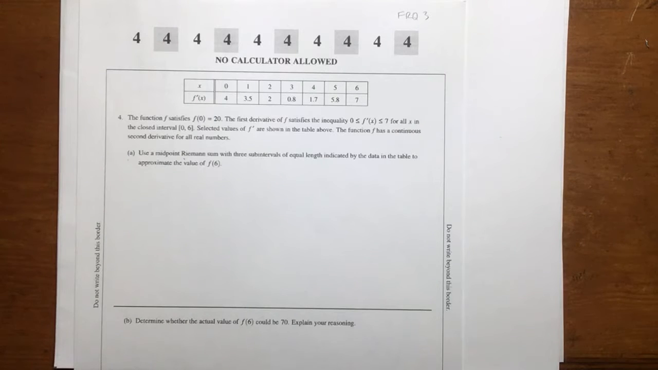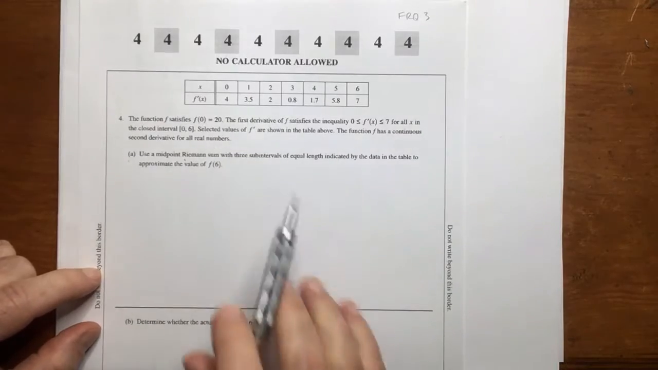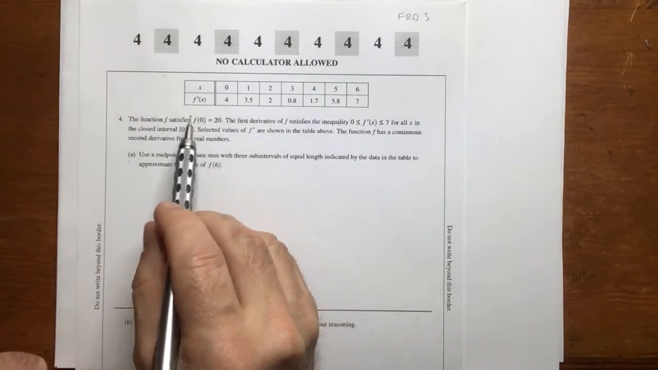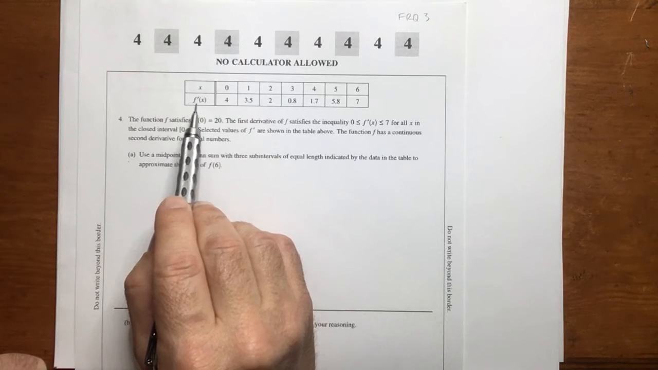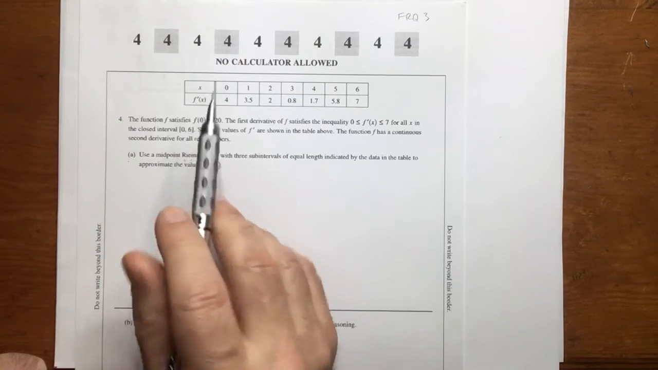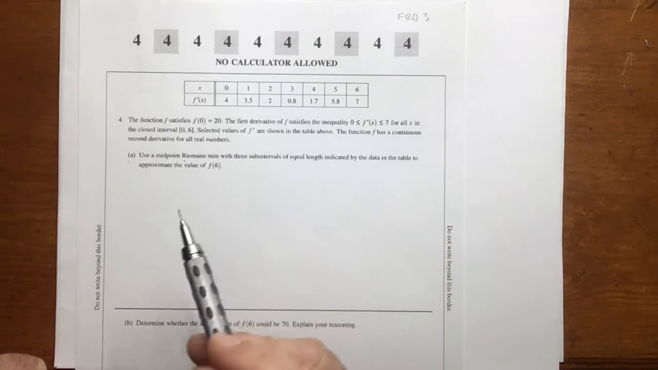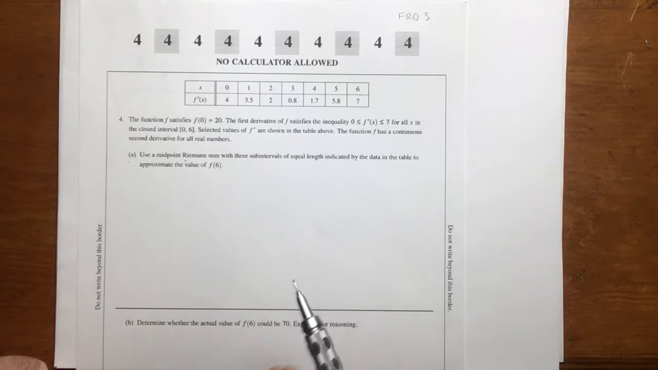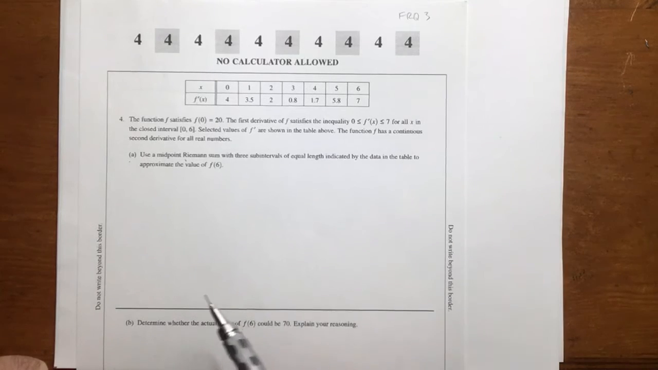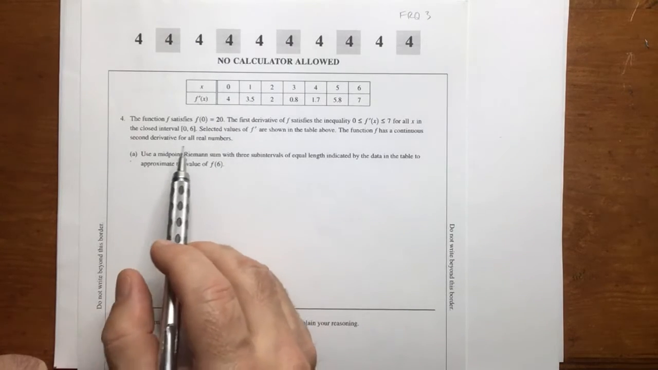All right, this is FRQ 3. The problem gives us a table. I would expect to see a table on this test this year. And the table is a derivative table. Okay, so this is a rate. And just remember that the area under a rate curve is going to be some sort of amount. And who knows if that's going to play a role in this.